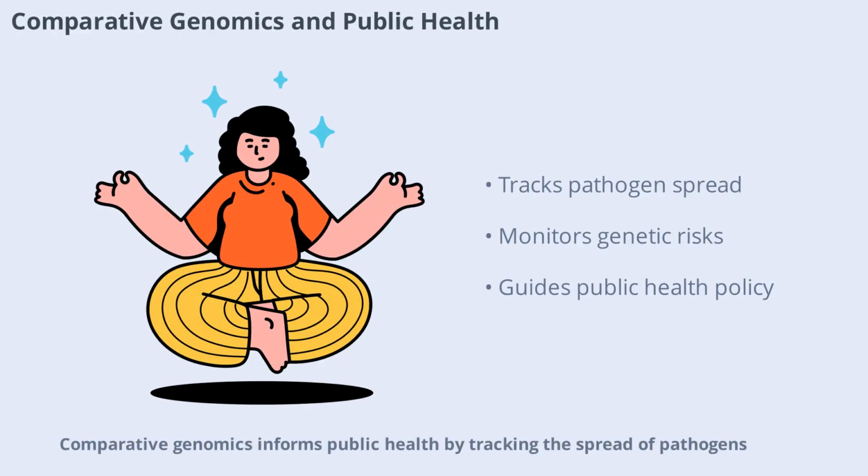Comparative genomics informs public health by tracking the spread of pathogens, monitoring genetic risk factors, and guiding interventions. This approach enables rapid responses to emerging health threats and supports evidence-based policy decisions, ultimately protecting communities worldwide.